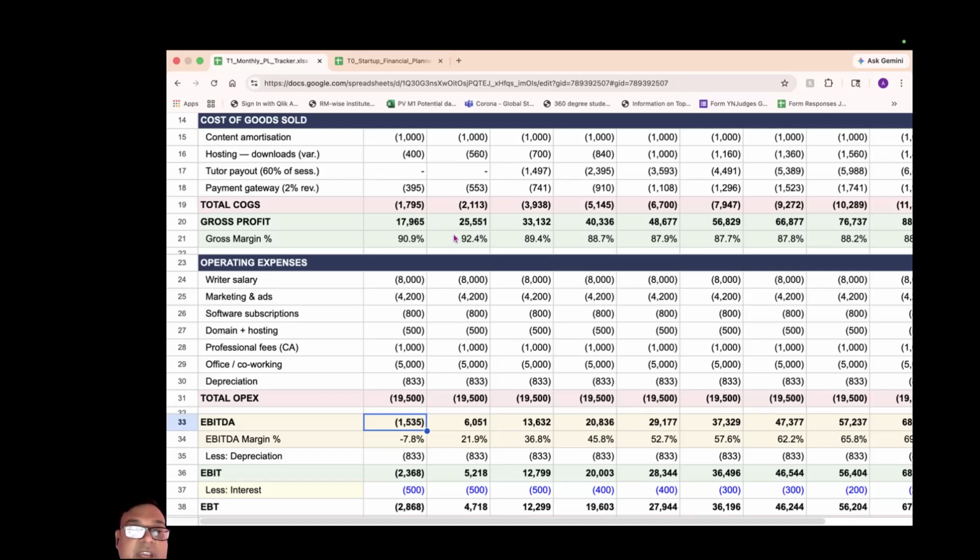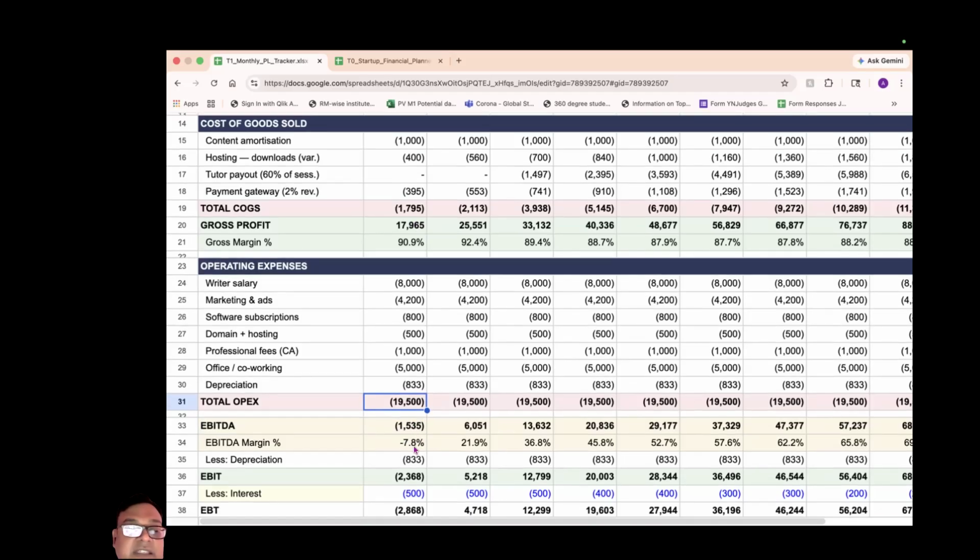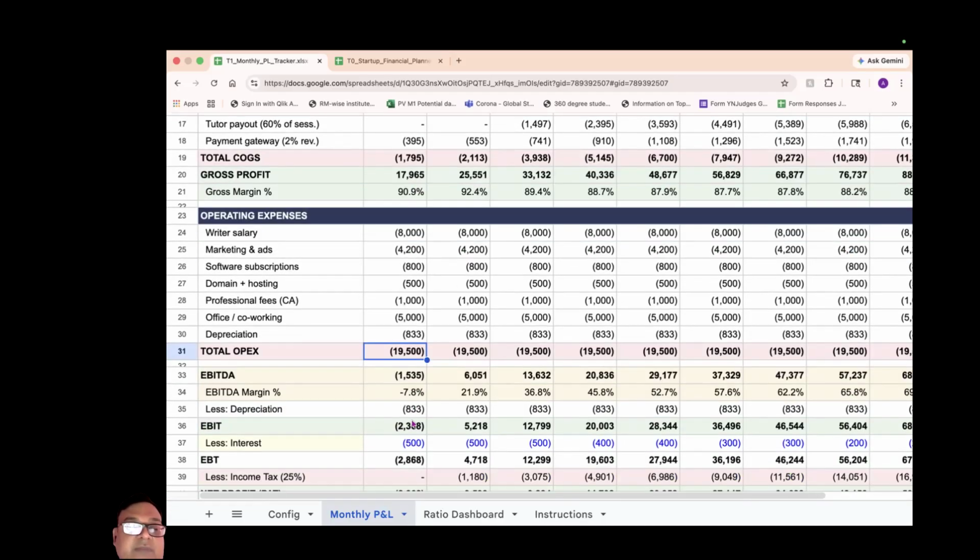Okay, because you're subtracting this particular amount 1950, which is higher than your gross profit. So obviously this will be negative. So you're left with a 1,532 negative number. So EBITDA is negative currently, 7.8%.